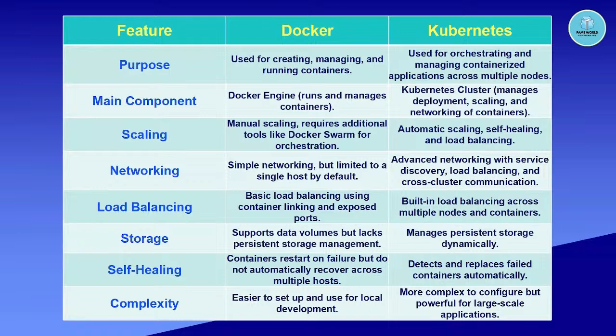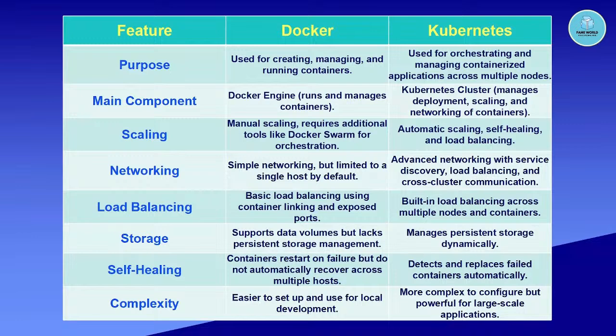Then when we talk about the storage feature, Docker supports data volumes but lacks persistent storage management. Whereas Kubernetes manages persistent storage dynamically. Here, dynamic storage management is present in Kubernetes, whereas Docker supports data volumes but persistent storage management is lacking. Persistency is lacking in the case of Docker. Then when we talk about self-healing, in Docker containers restart on failure, but they can't automatically recover across multiple hosts.